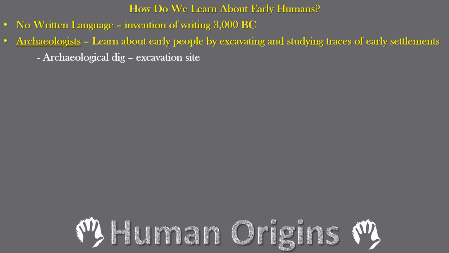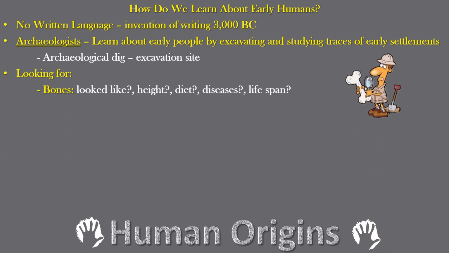Archaeologists learn about these early peoples at an archaeological dig or an excavation site where they're going into the ground, for the most part removing layers of sediment and dirt to be able to properly place where, and thus when, artifacts and bones were found. So as we just said, what are they looking for at these digs? One is bones, and bones can tell us a lot of information about a person or an animal.